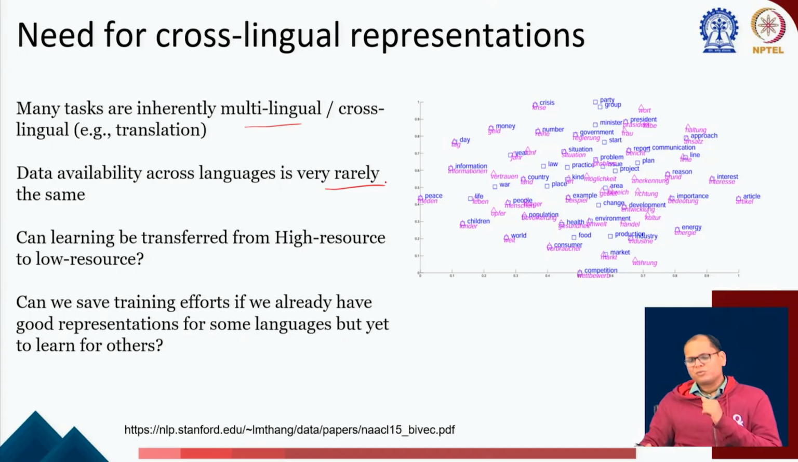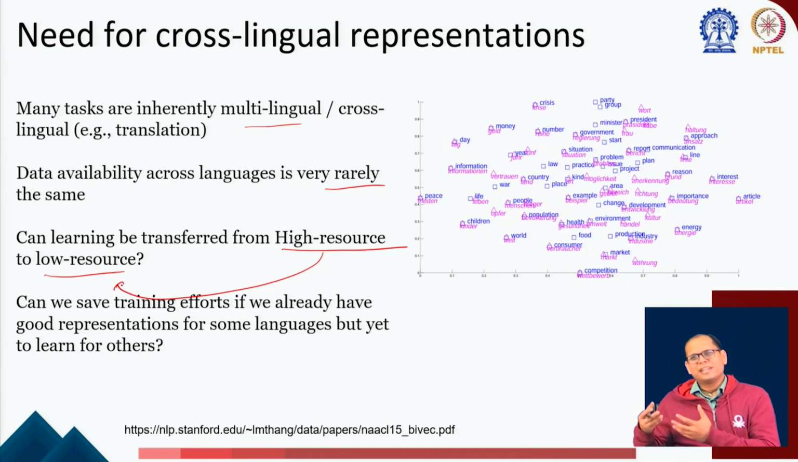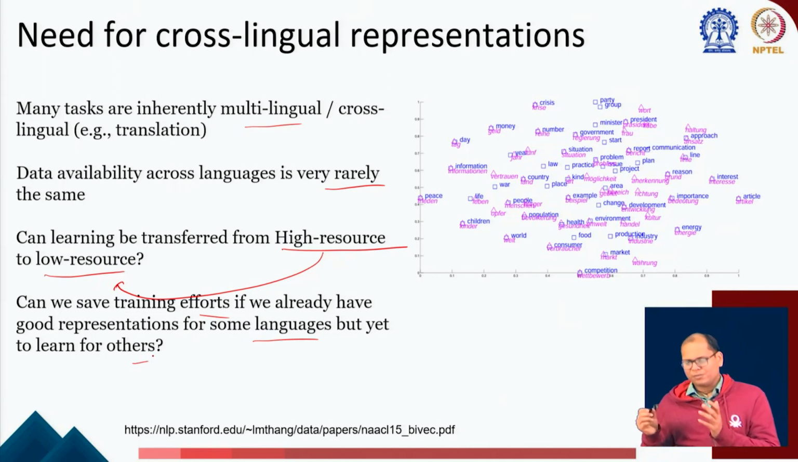Now that's where it becomes very important if you can learn in some languages that are high resource, that have a lot of data, and transfer it to other low resource languages. Okay, so that way, even if you are not able to learn good representation by that data itself, can you transfer something from high resource to low resource already, right? And avoid so much data requirements for these low resource languages. Okay, so this is the idea. Can we save training efforts if you already have some good representation in one language or some languages, but not for others, and get a good representation, right?